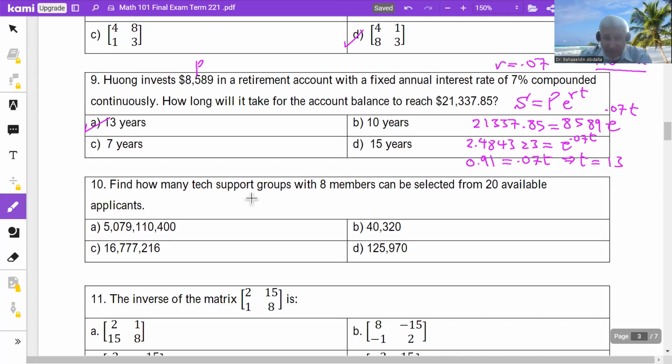Find how many tech support groups with 8 members can be selected from 20 available. So we have 20, and we need to select 8 of them, without any arrangement, just selecting 8 out of 20. So that's in fact 20C8. So you can use the calculator. Write 20 first and then shift division. There is a C there. And then write 8, and the answer would be 125970. So that's the answer.